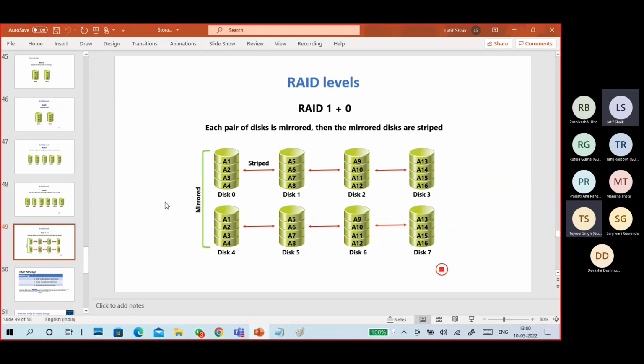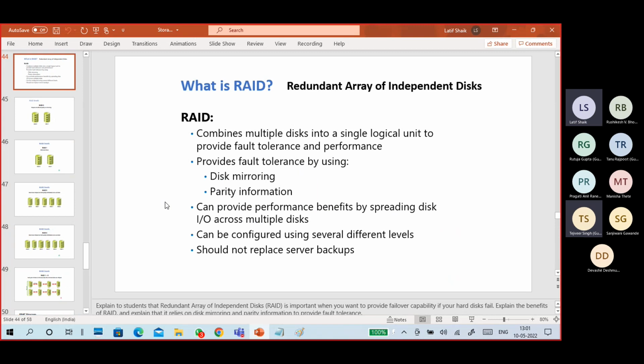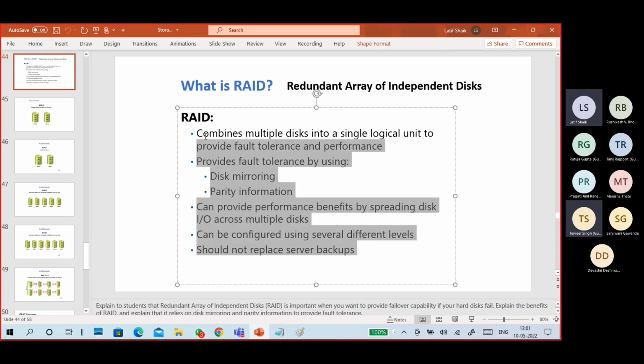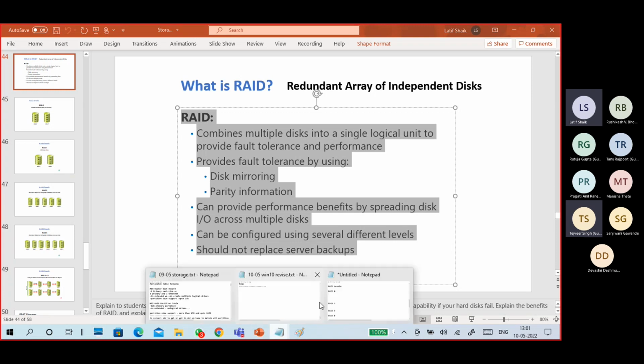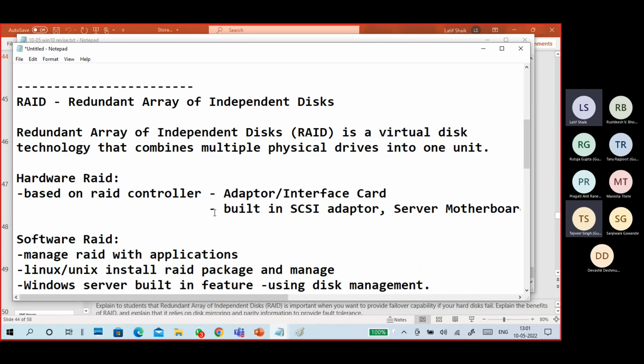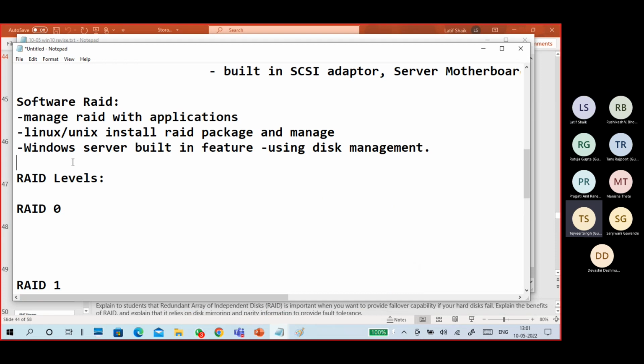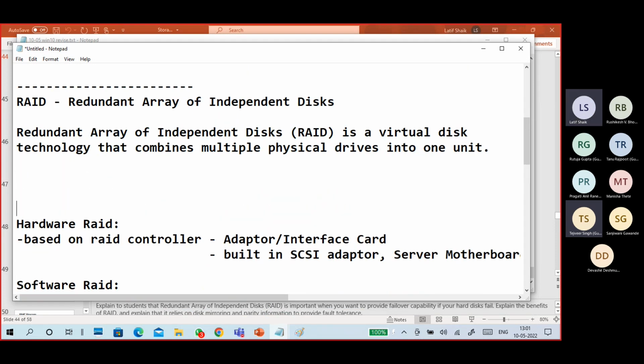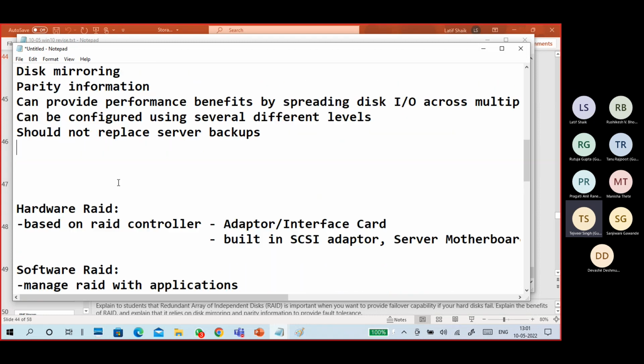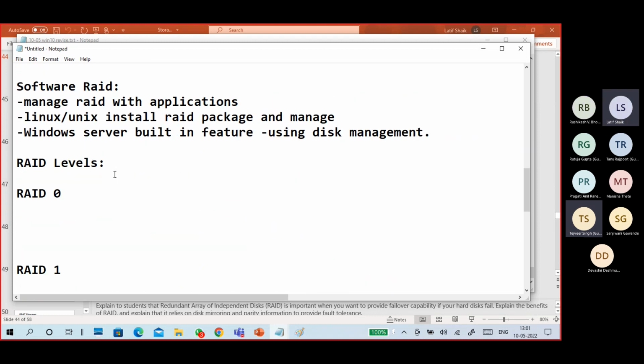RAID 10, a combination of RAID 1 and RAID 0. So it is striped; striped means RAID 0. The second set is also RAID 0, RAID 0 combined with RAID 1, mirror disk. Okay, so this is your PPTs. If you want this part also, I will copy it into our notepad. As a replacement of backup.